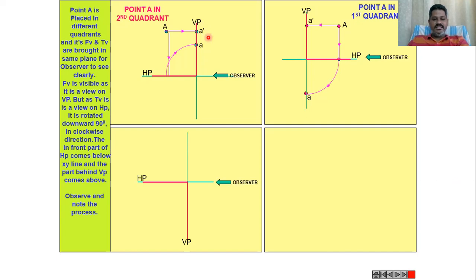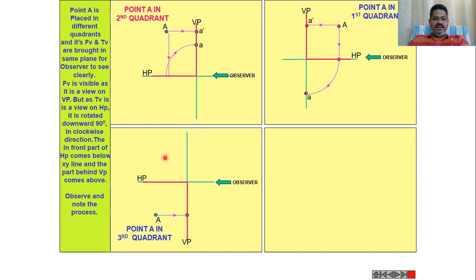The point is behind the VP and below the HP. But here the point is above HP in front of VP. But here the point is behind VP above HP. But here the point is below HP then behind VP. Now the point is exactly in the third quadrant. That point is A, and the observer is exactly at the same location.